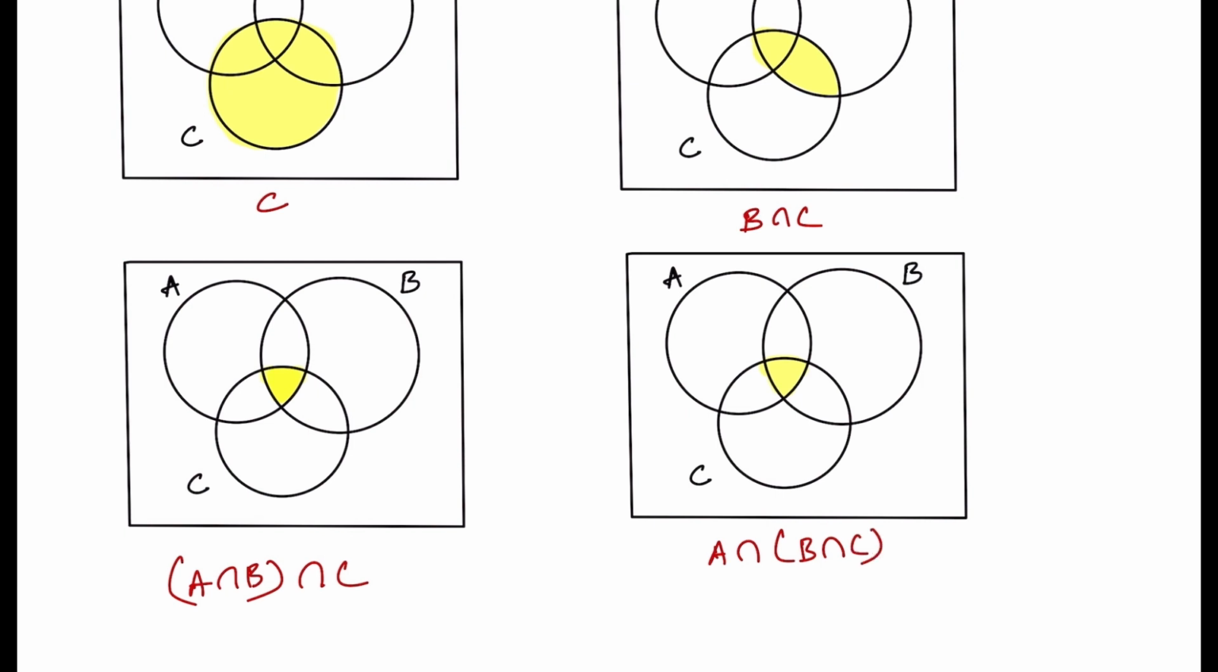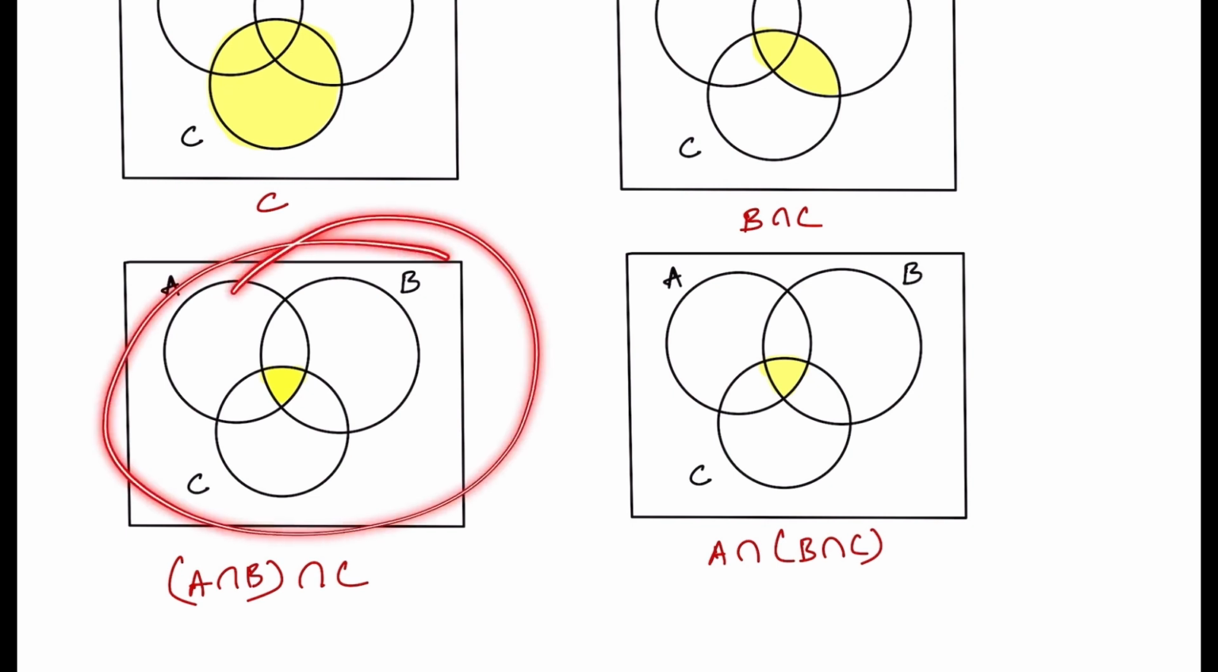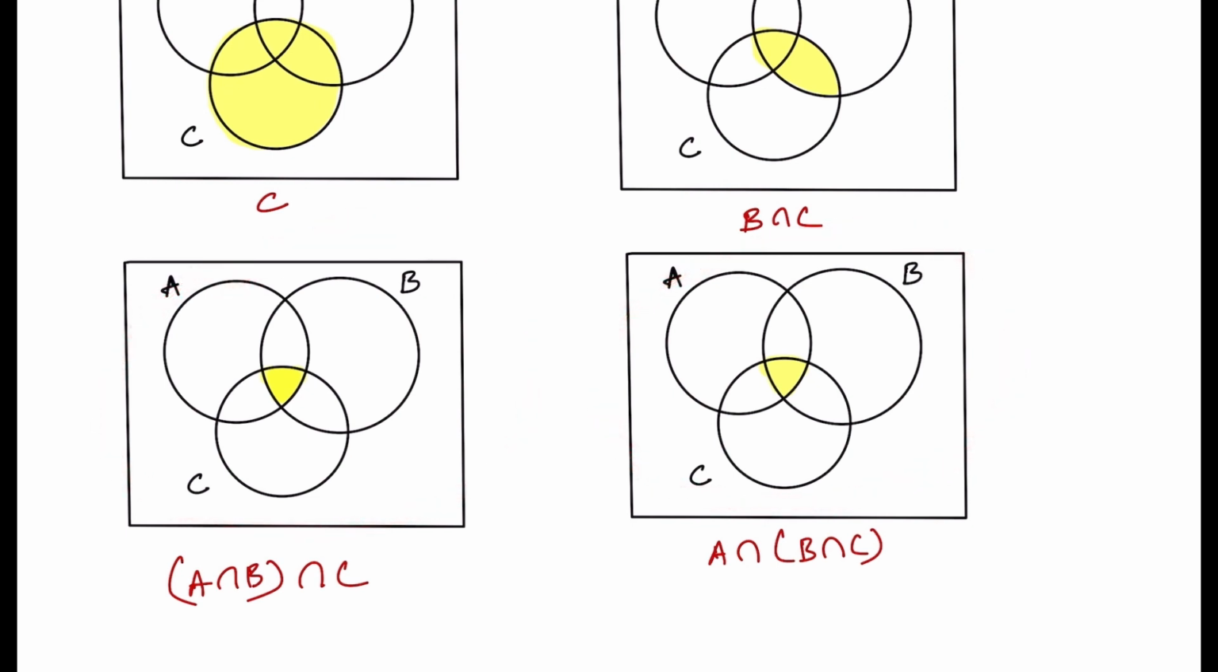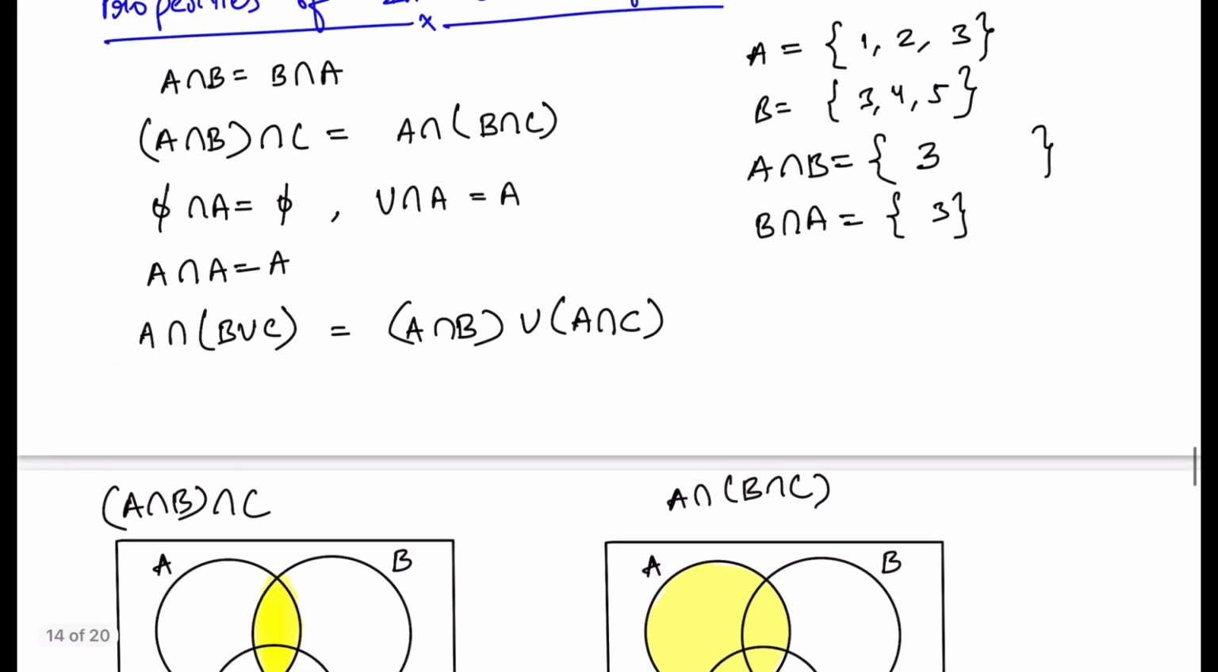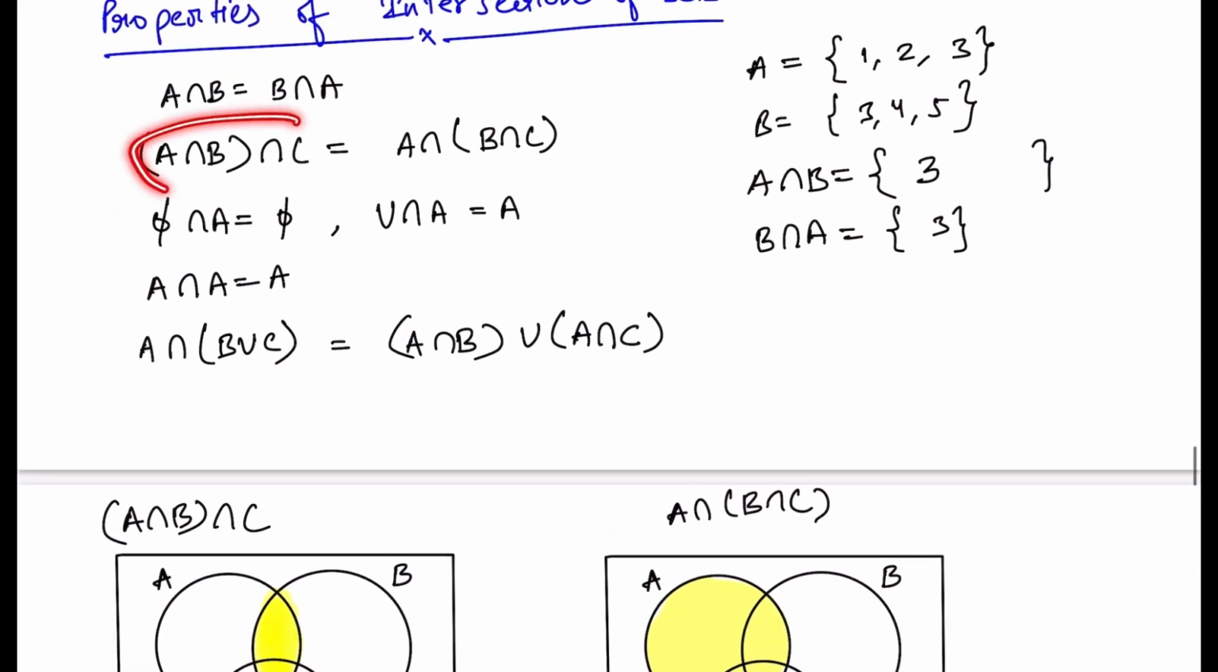Therefore, now you can see the left hand side diagram and the right hand side diagram. Both the diagrams are equal and both have the same shaded region. That means these two are equal, and I can say that A intersection B intersection C is equal to A intersection B intersection C. So I have proved that the second property is true.